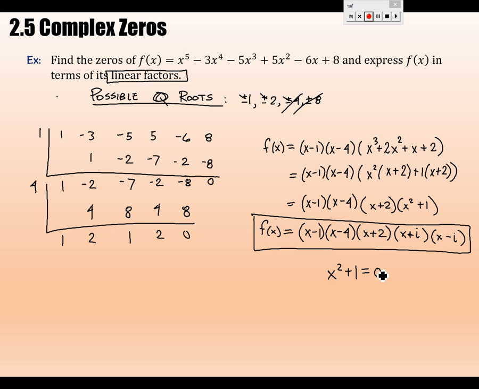Done. Okay? Wait, how does the x squared plus 1... Wait, which one? X squared plus 1? X plus or minus sign?